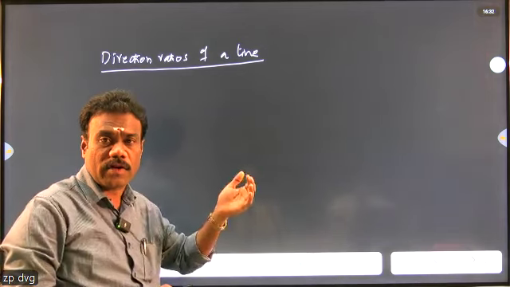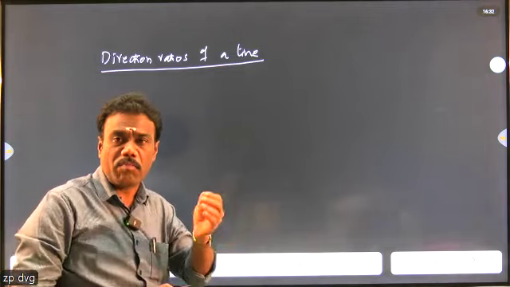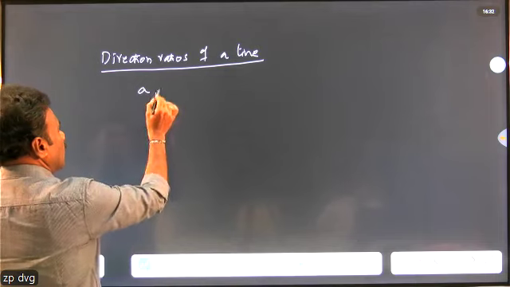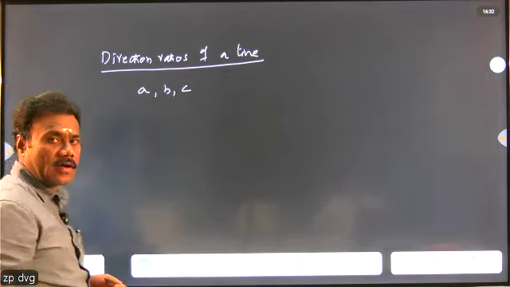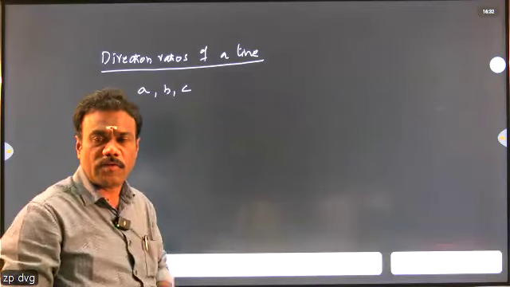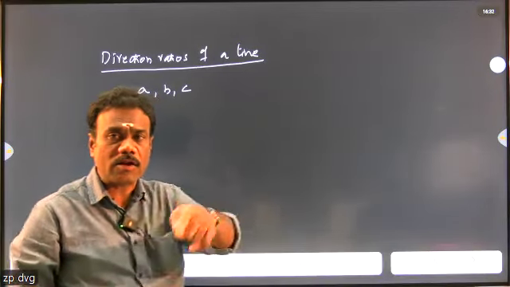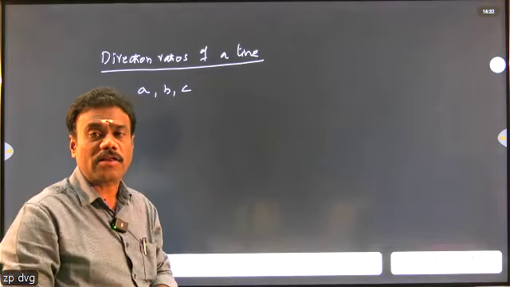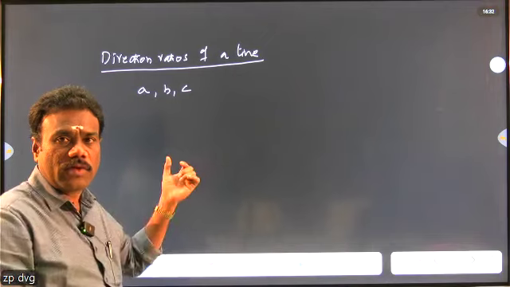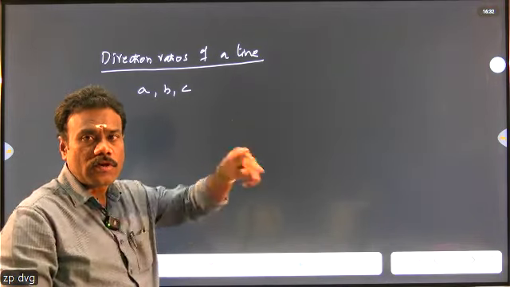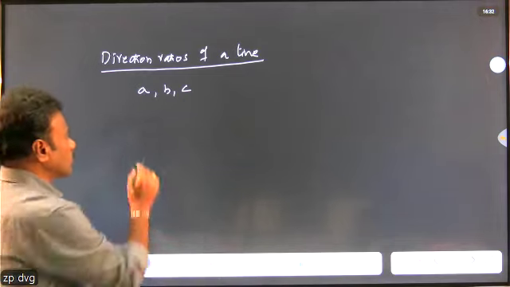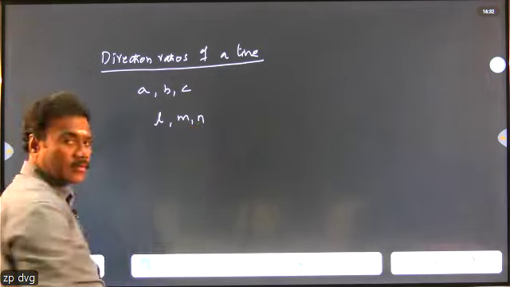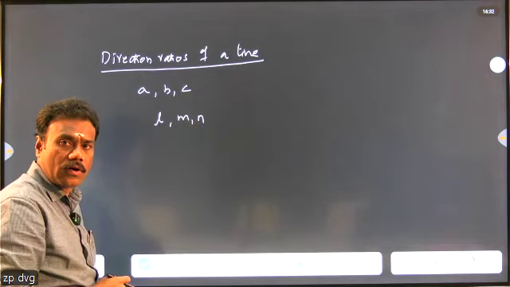The direction ratios of a line are nothing but any numbers. Suppose you take any three numbers, I am taking A, B, C. A, B, C are any three numbers. These three numbers which are proportional to the direction cosines of a line are called direction ratios of a line. So these three numbers A, B, C are proportional to what? The direction cosines. So direction cosines of a line are, we know, L, M, N, and these are proportional to what?